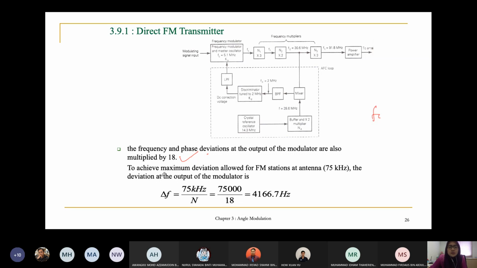Okay, so look at here, to achieve the maximum deviation allowed for FM stations at the antenna, which is 75 kilohertz, the deviation at the output of the modulator is, you know that you can use this formula, so delta F is equal to 75K divided by 18. So you will get 4166.7 Hertz. Okay, so this is for the frequency deviation.